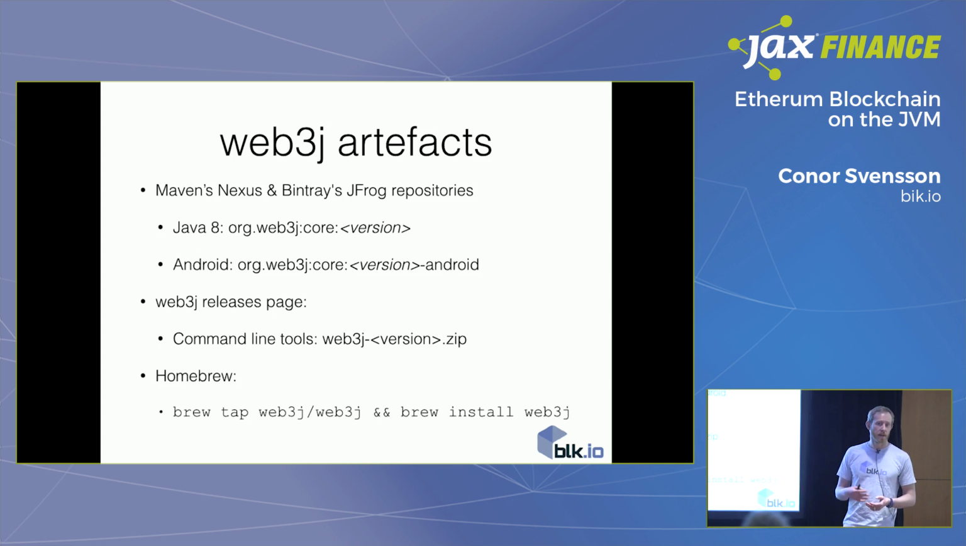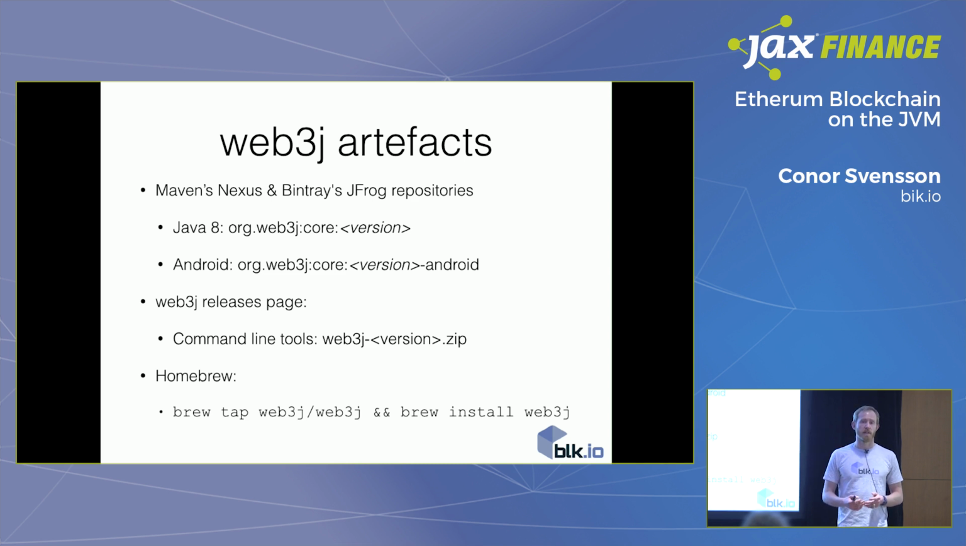In terms of the artifacts, Web3j is available on all of the main repositories. If you're on Android, then chances are you're going to be using JFrog Bintray, whereas if you're on Java using Maven, you're likely to be using Nexus, and all releases are put up there, so there's no problems pulling it down from corporate firewalls, where there can be questions about adding an arbitrary artifact repository.